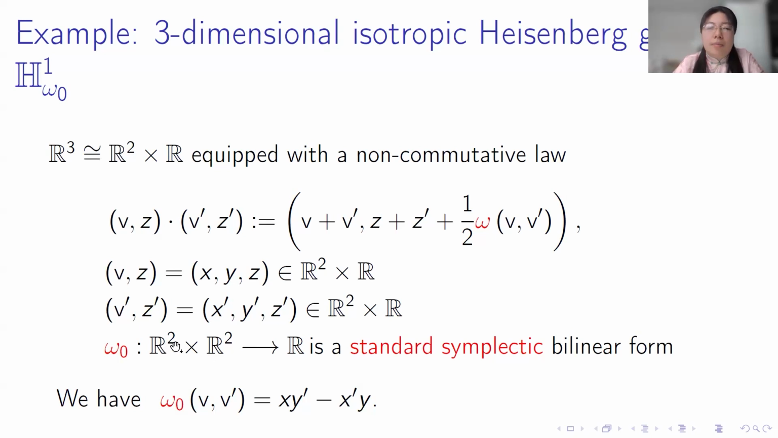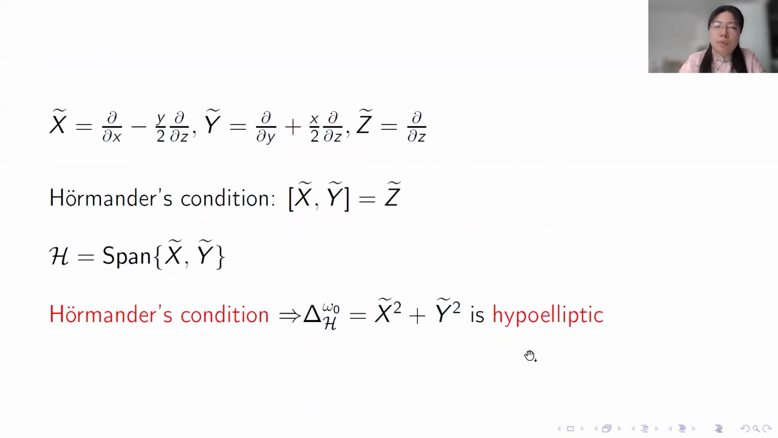And here, this symplectic space is R2, but this symplectic space can be of higher dimension. Just to remind you again, we have a natural sub-Riemannian structure in such a form. So you take three left invariant vector fields, and we have the bracket generating condition like this: the bracket of x tilde and y tilde gives z. And the horizontal distribution is spanned by x tilde and y tilde.